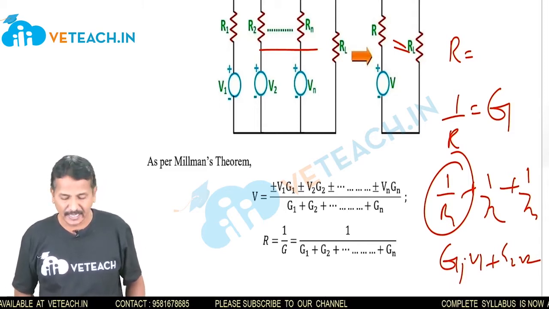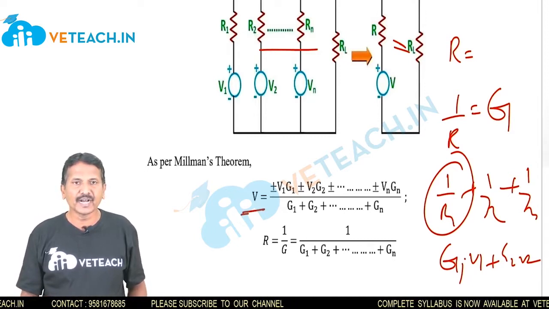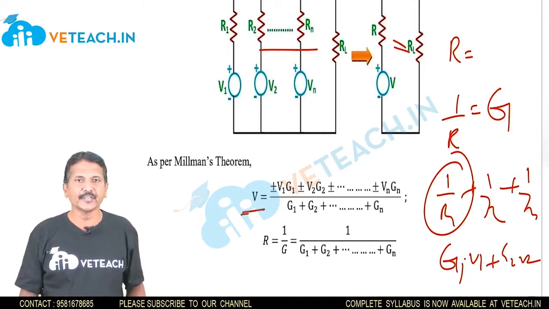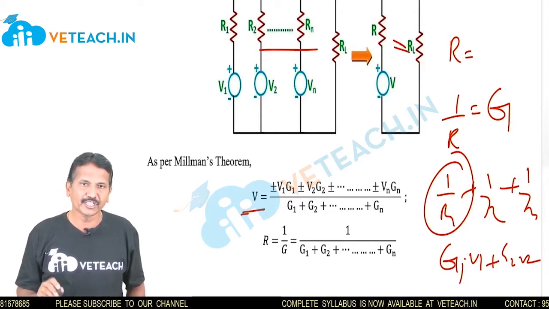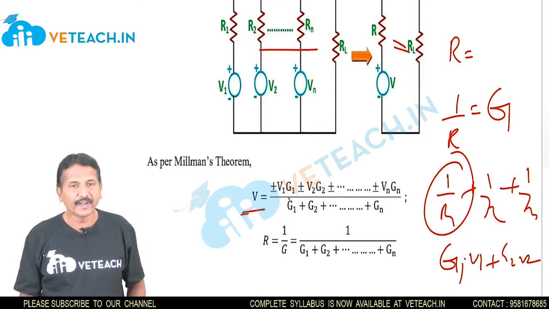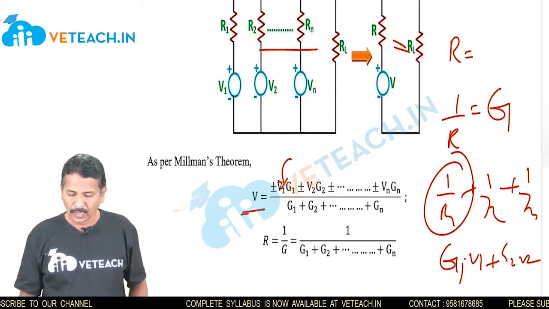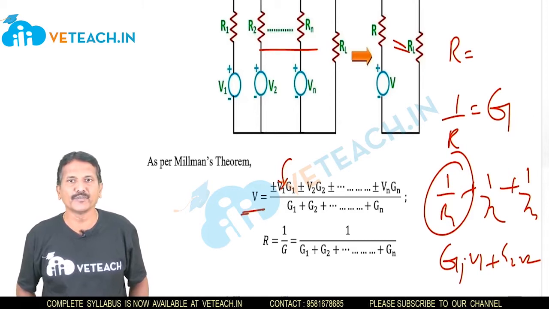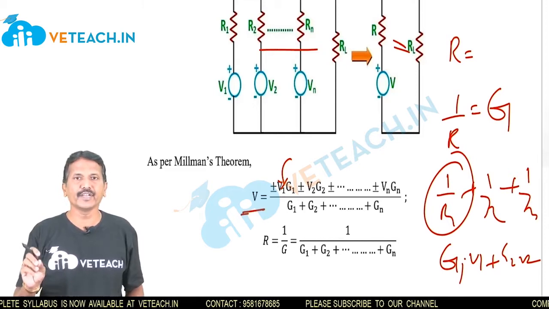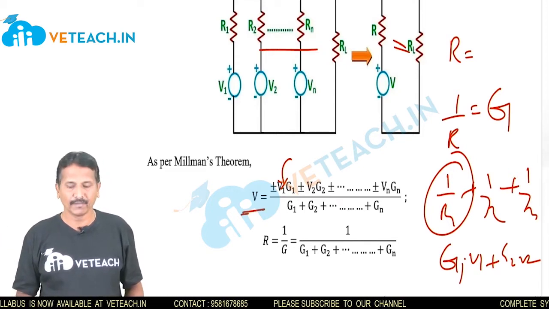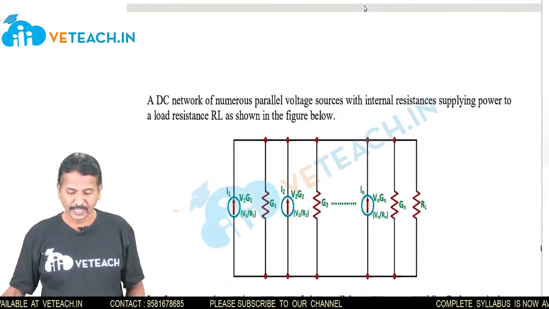So what Millman gave to find the total voltage is the algebraic sum of the voltages multiplied by the conductances, that is the voltage drop with respect to the resistance. V1, G1 is a voltage drop like that. R is equal to 1 by G, or G is equal to 1 by R. So Millman's information is V is equal to V1 into G1 plus V2 into G2 plus V3 into G3, divided by G1 plus G2 plus G3. This is the basic concept of Millman's theorem.